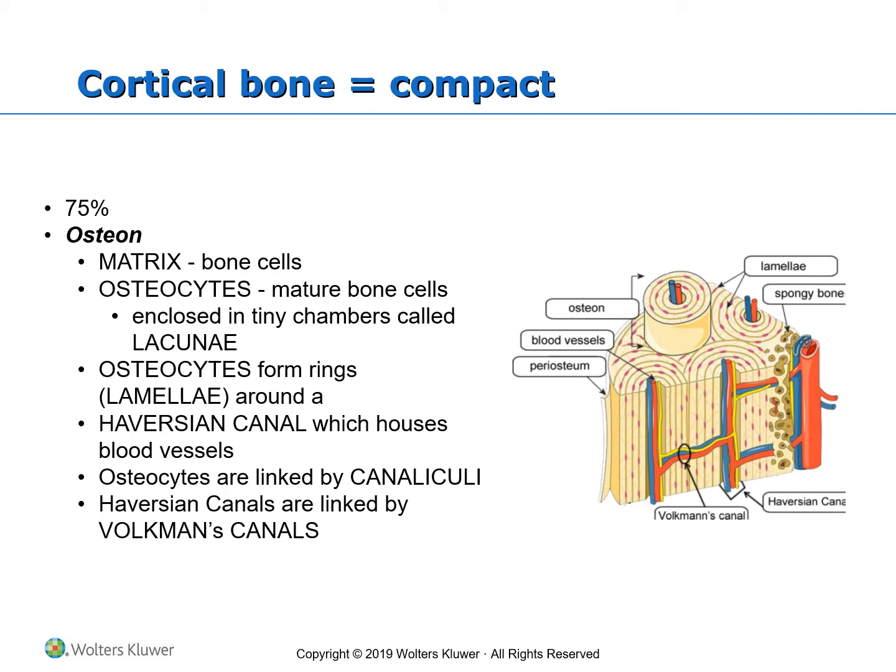Now, the Haversian canal is also called the central canal, and if you look over here, you see that the Haversian canals are connected to each other horizontally by what are called Volkmann's canals, where the capillaries are anastomosing, and the term anastomosis means a joining or a combination, a connection between blood vessels.